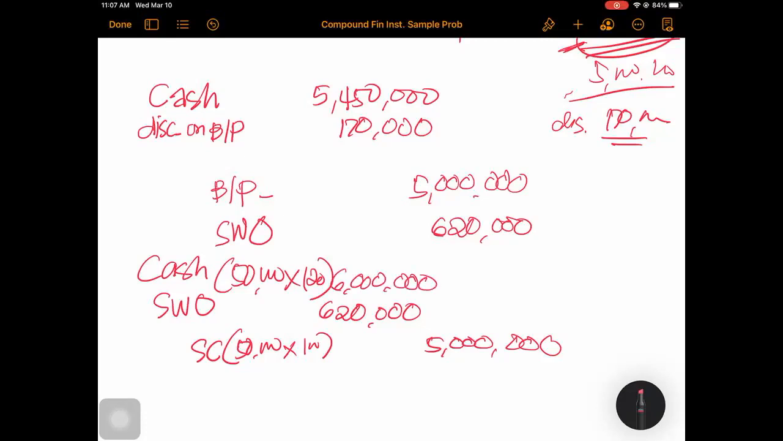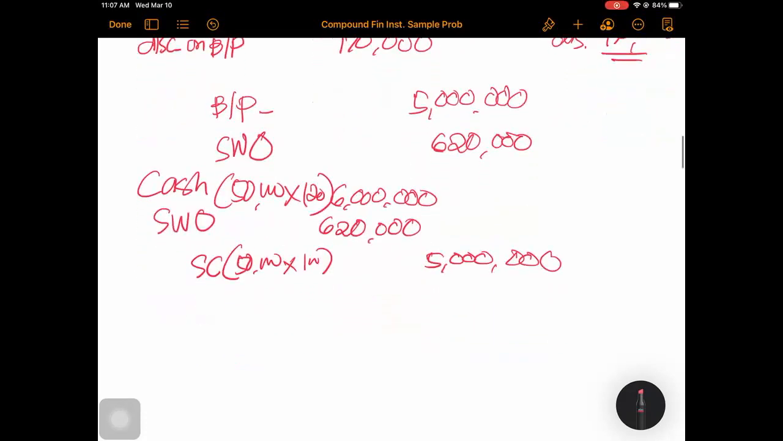Therefore, pila ang atong share premium? Sobra man, di ba? Share premium, excess sa par. So atong balancing figure, share premium. So that's 6 million debit plus 620,000 minus 5 million. So you have share premium of 1,620,000. Okay, so we are done with the problem.